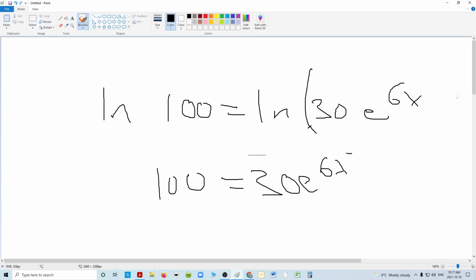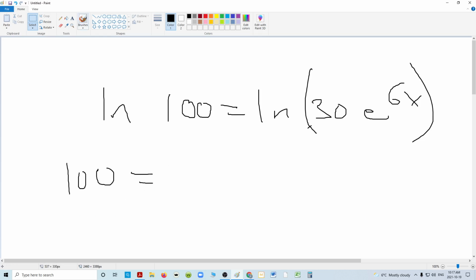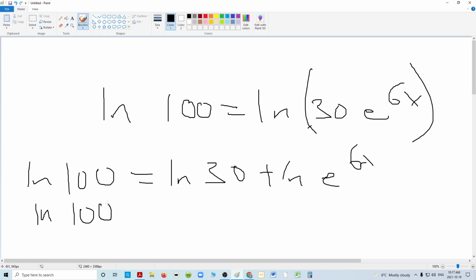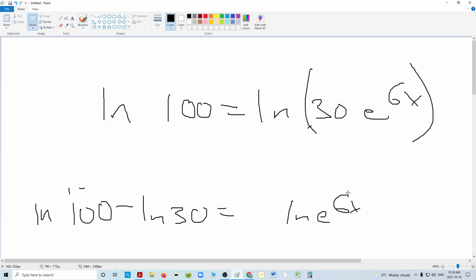What we have is a ln of both things, which means we have a product rule. So you then would have to say, okay, ln of 100 on the left is equal to ln of 30 plus ln of the e to the 6x. We would have to subtract that ln 30 so that we can isolate this. So we would get ln 100 minus ln of 30 on this side is equal to ln of e to the 6x. And it's at this stage and only this stage that the rules of logs let us bring down that exponent in front.